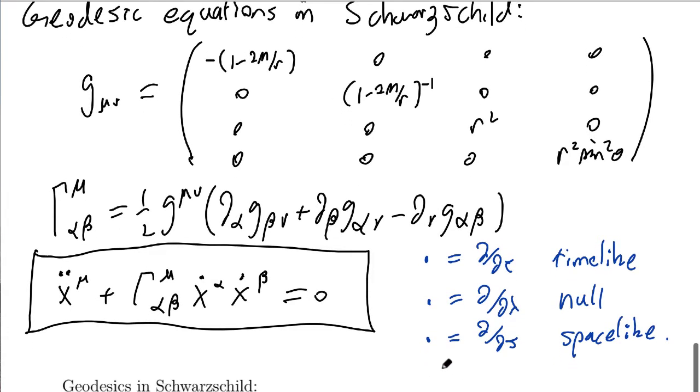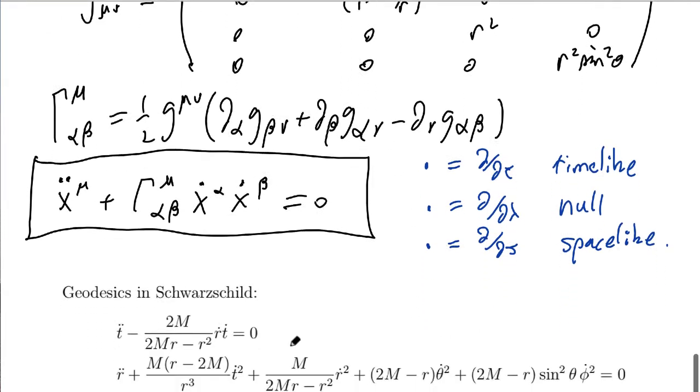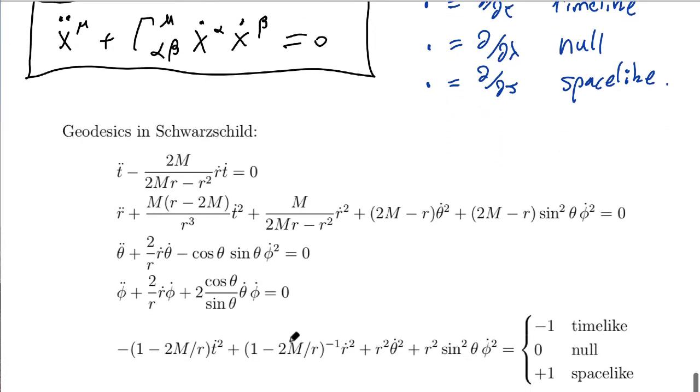So let me write down the results of this calculation explicitly. I've written them out neatly here because we'll need to use these geodesic equations several more times in the future lectures. So recall the x^μ's for Schwarzschild coordinates. They are t, r, θ, and φ. So these four differential equations right here are the geodesic equations.